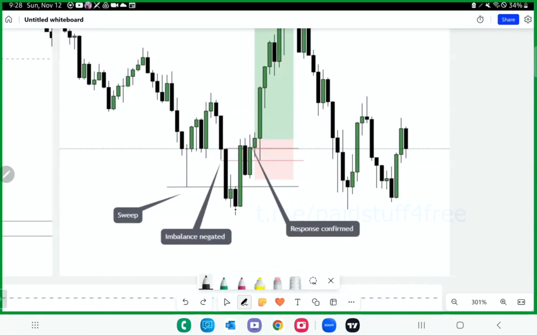All right. We've gotten the sweep. Now I need to see that imbalance negated. So literally right here, price trades higher, negates that imbalance. That is EFD, efficiently delivered. The next thing that I want to see is the high of the housing candle breached. That validates the order block, OBV.